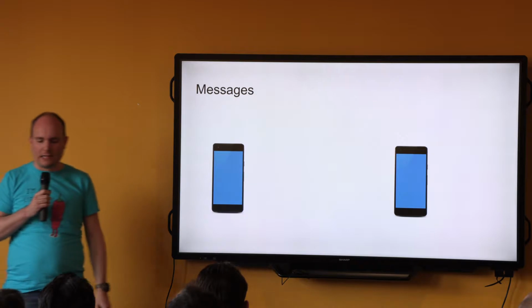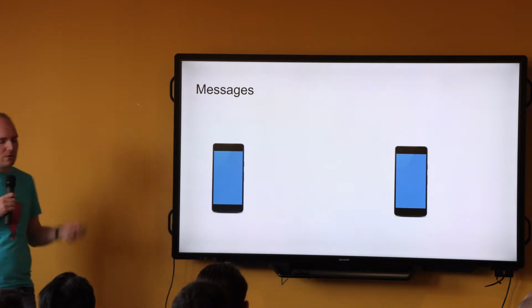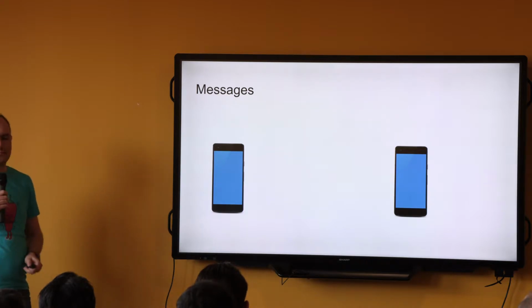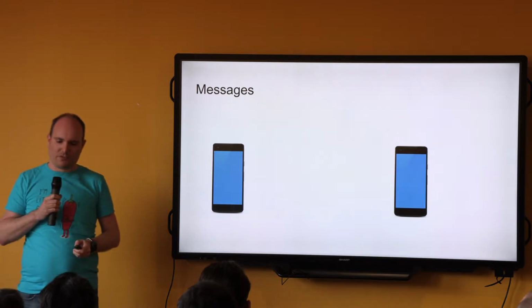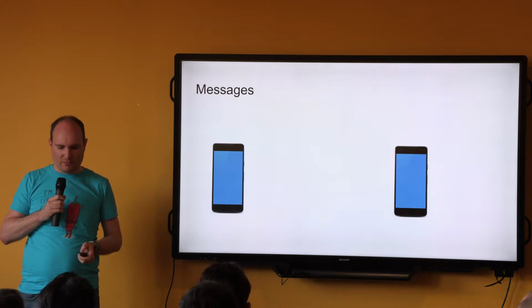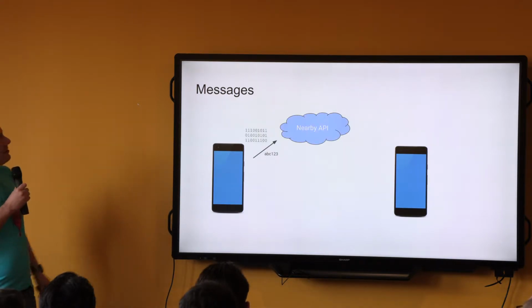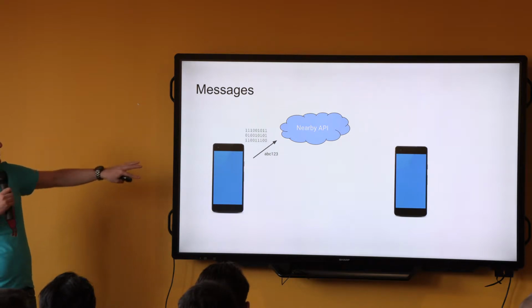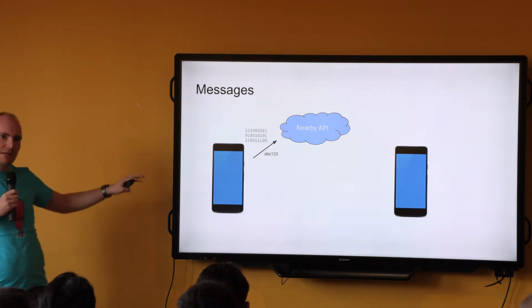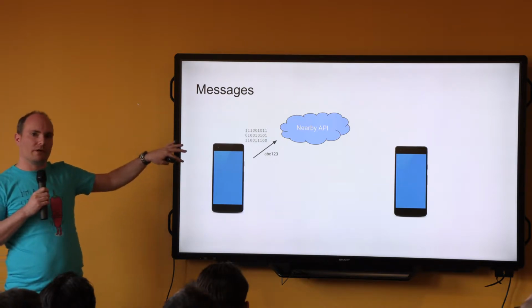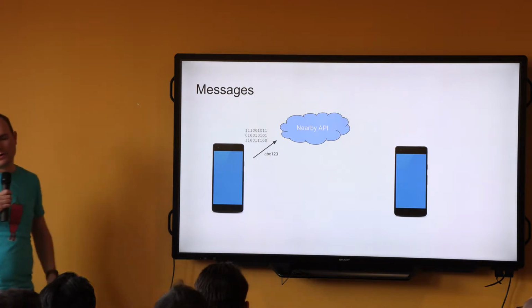So how does this technically work? On the left side we have a device, on the right side we have a device, and the left side wants to publish a message. It's going to send up the message payload, and it's going to generate a token and send it up to the Nearby API. For this API, you do need networking. Without networking, it doesn't work.